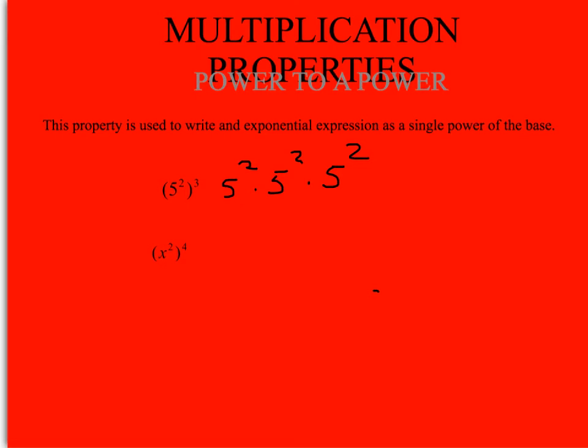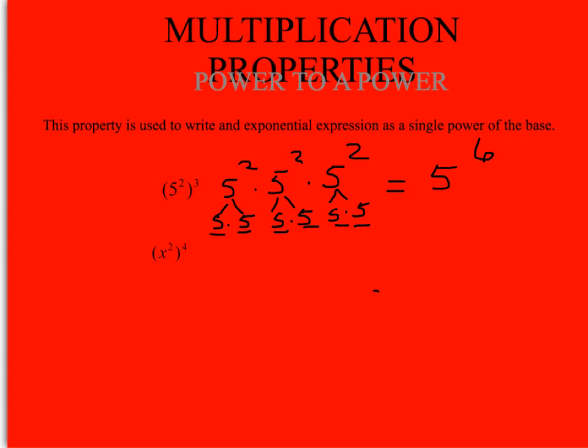Now, from what we've done before on the last 2 slides, you know that 5 to the 2nd times 5 to the 2nd times 5 to the 2nd is like having a 5 times 5, and then another 5 times 5, and then another 5 times 5. So altogether, this is going to be 5 to the 6th power because we have 6 5's that we're actually multiplying together.